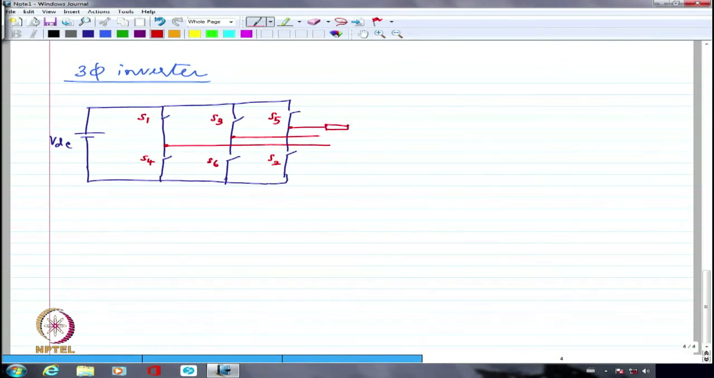So this is one load, this is the second load, and this is the third load. So let me call this ZC, ZB and ZA. Because S1 and S4 I want to take for A phase.